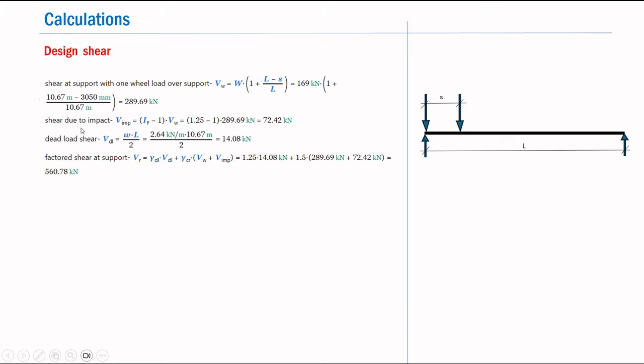Next, we also add the component due to the impact, that is works out to be 72.42 kN, and the dead load component on the shear is WL by 2, that is 14.08. Finally, we evaluate the factored shear of the support as 560.78 kN. So thus, all the design values of the bending moments as well as the shear is in our hand.